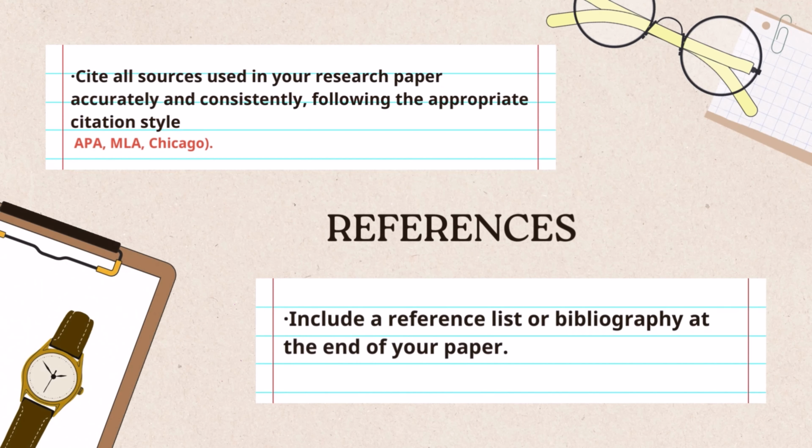Step 11. References. Cite all sources used in your research paper accurately and consistently, following the appropriate citation style, for example, APA, MLA, Chicago. Include a reference list or bibliography at the end of your paper.